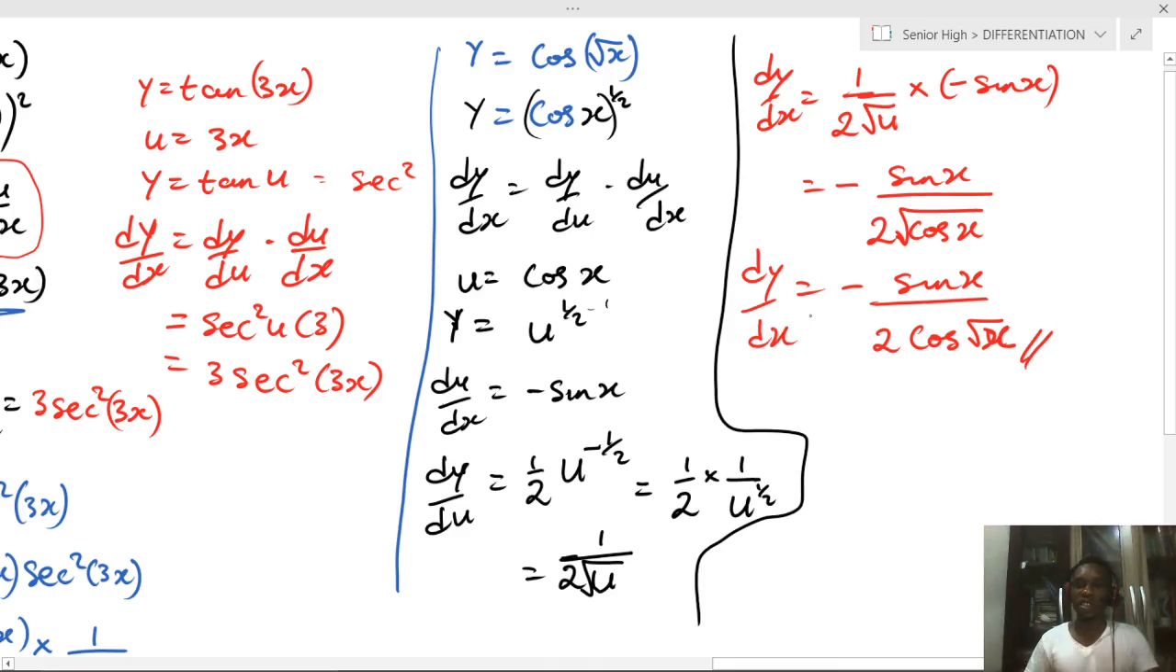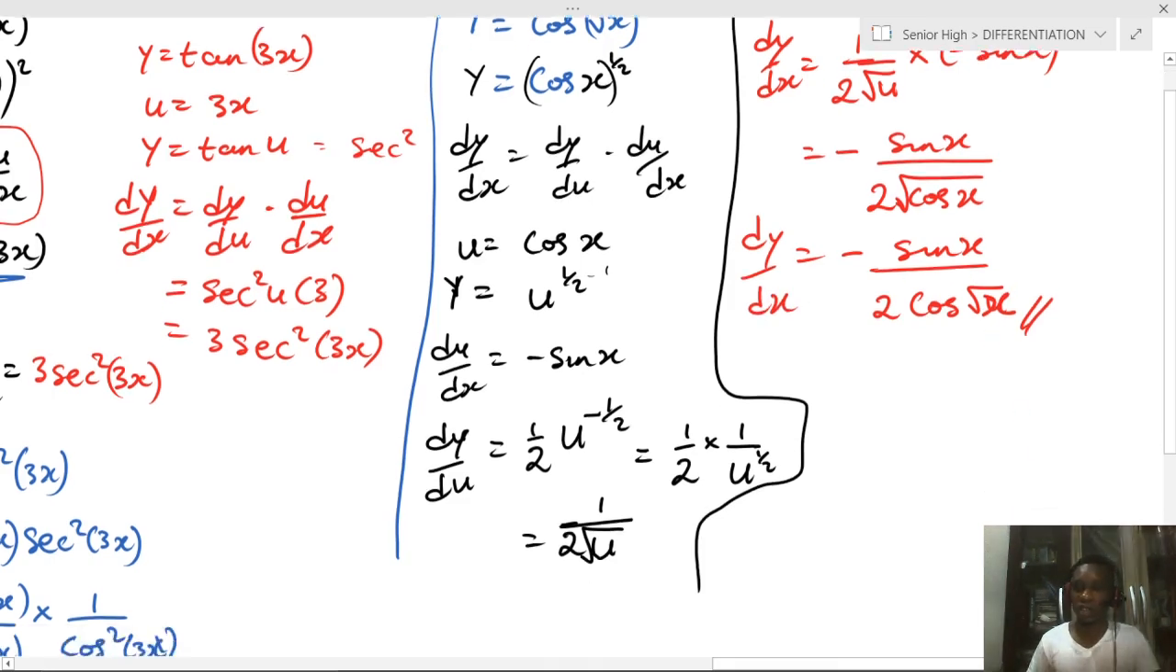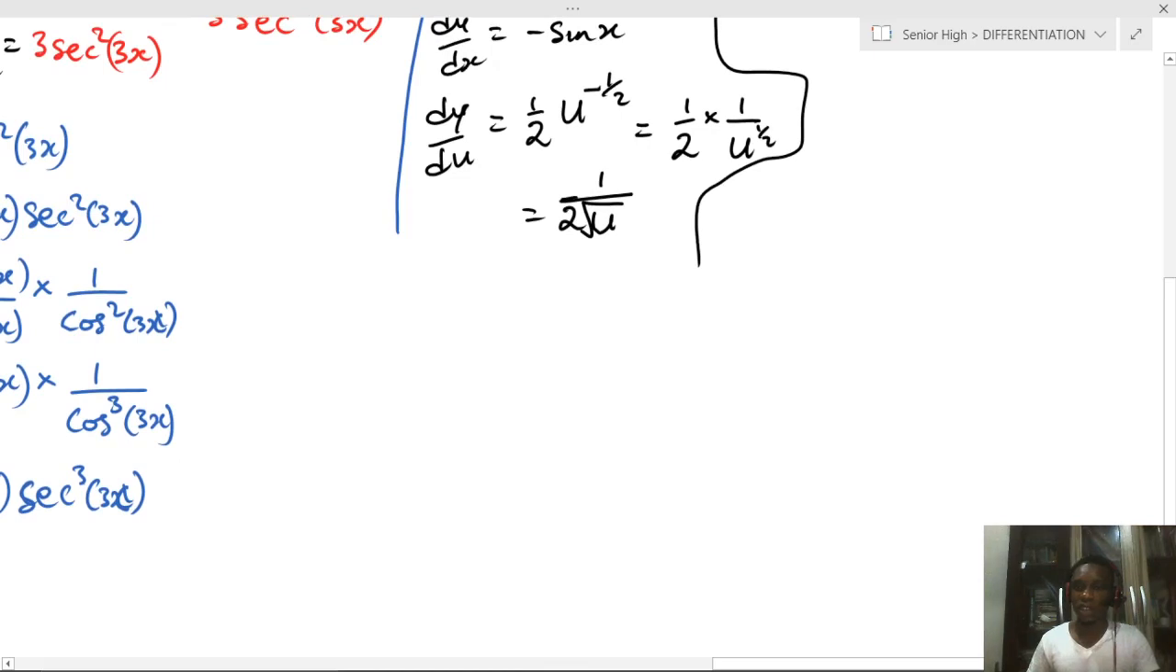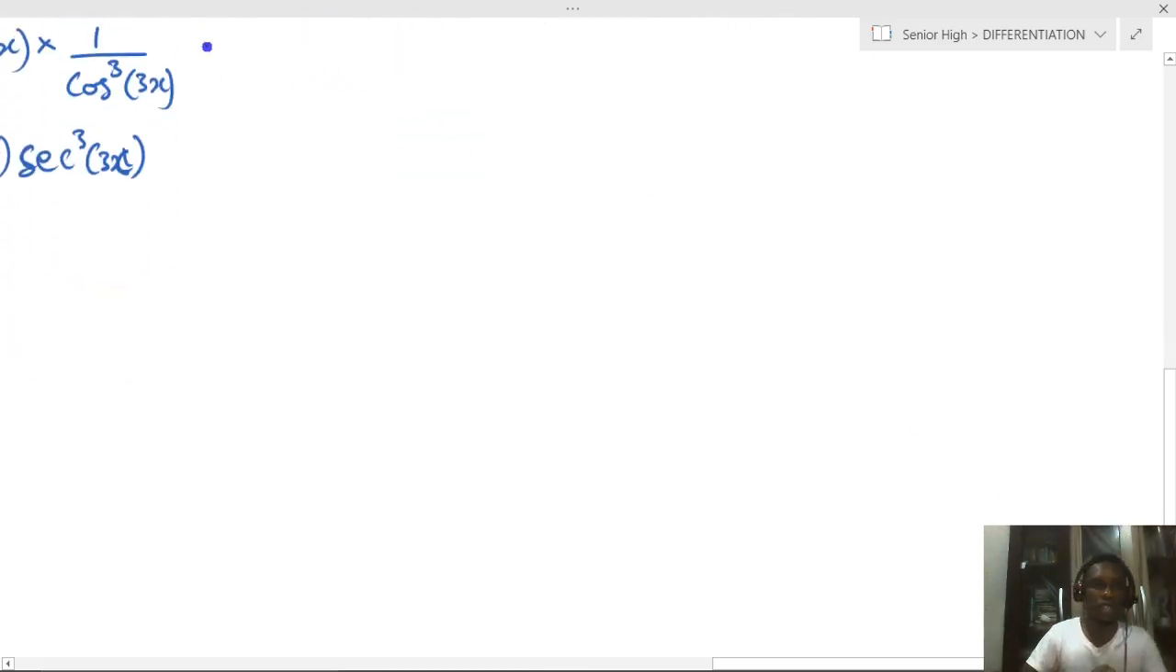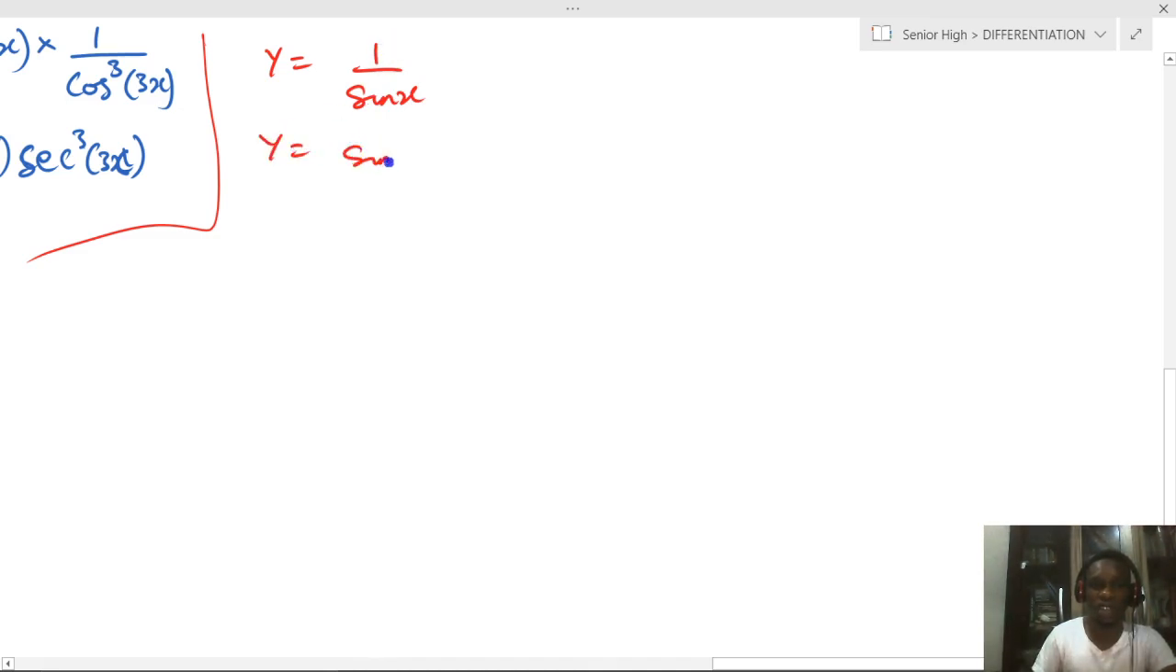And then lastly, the last question I'd like to take before we call it off, that would be, if we are given to find y is equal to 1 over sine x. Now to solve this particular question, you just need to use the initial form in indices: when you have 1 over anything, you can write it as sine x raised to the power of minus 1. And now you can easily solve this by using the chain rule.